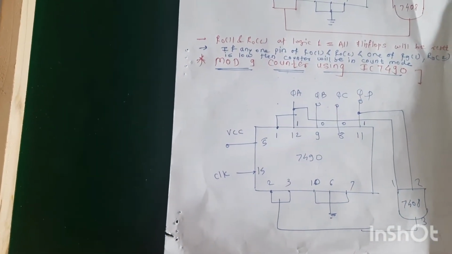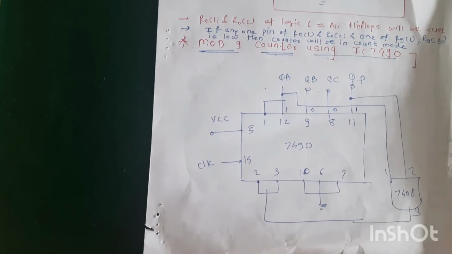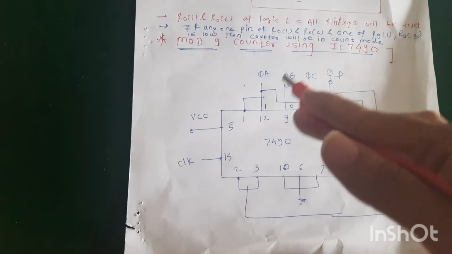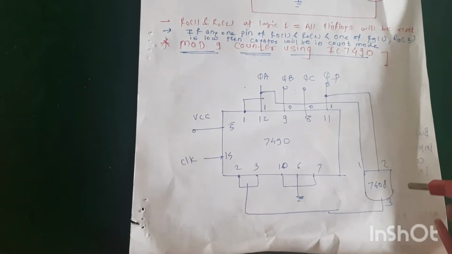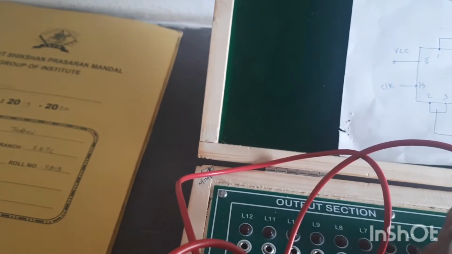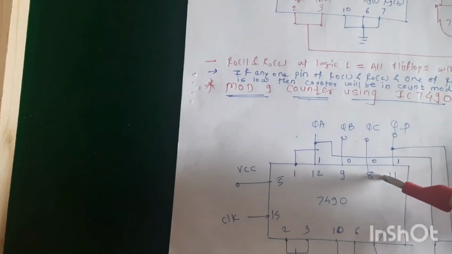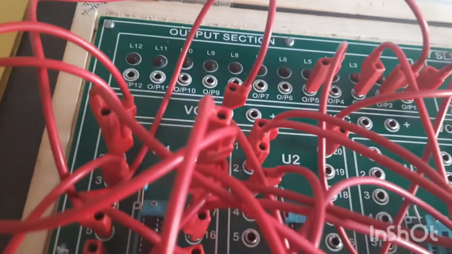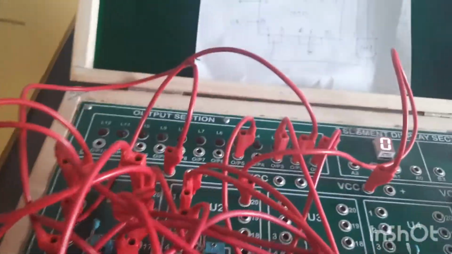Then connect QA, that is pin number 12, to the AND gate input 1, and pin number 11, QD, to the AND gate. So here is pin number 12. Connect it to 1, and pin number 11 is connected here to the AND gate, and we will just see the outputs.